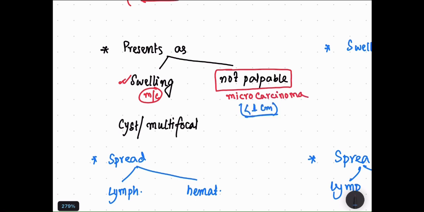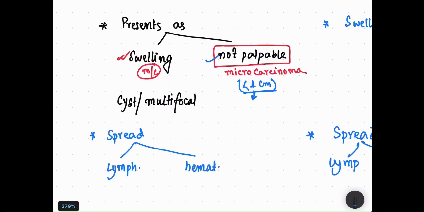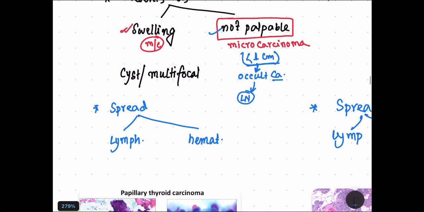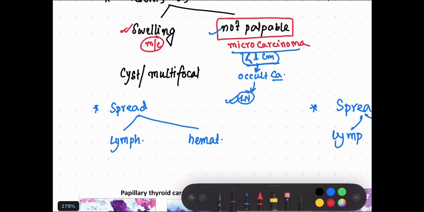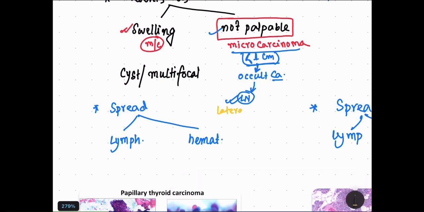microcarcinoma. It is less than 1 centimeter in diameter, that's why it is non-palpable. Remember, this non-palpable carcinoma is known as occult carcinoma. This occult carcinoma may not be palpable, but in the meantime it might have metastasized to the lymph node, and that is what is known as lateral aberrant thyroid, where the lymph node metastasis occurred from an occult PTC. Here only the lymph node is palpable, but as the primary from which the metastasis happened is a microcarcinoma less than 1 centimeter, the primary tumor is not palpable. That is what is known as lateral aberrant thyroid. Understood?